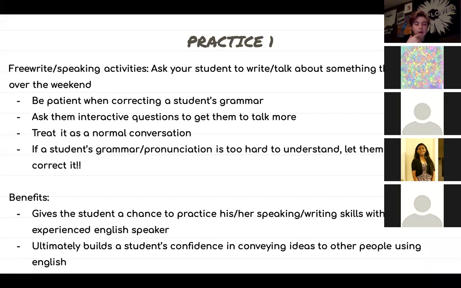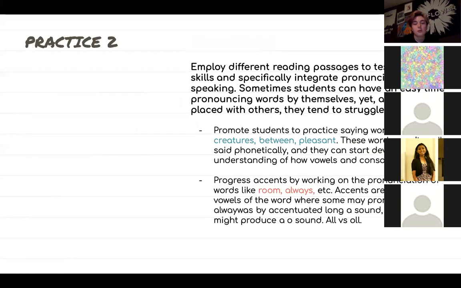Then the benefits of this practice: it gives the student a chance to practice their speaking and writing skills with an experienced English speaker, yourself. Ultimately it builds the student's confidence in conveying ideas to other people using English. Speech is a lovely, lovely thing.